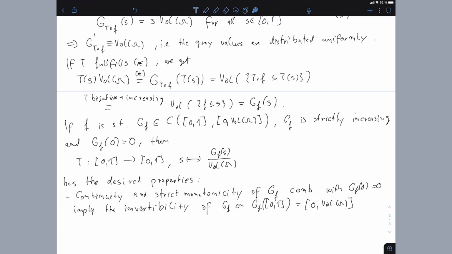And so now that we know that GF is invertible, we can use it to compute the inverse of T. So the inverse of S is just GF inverse of S times volume of omega. Yeah, by solving that here.